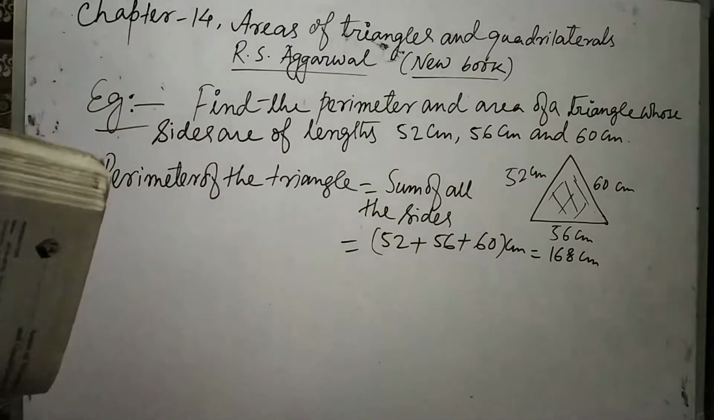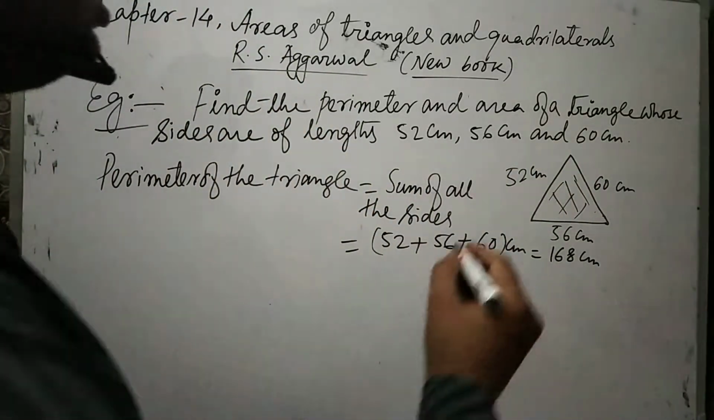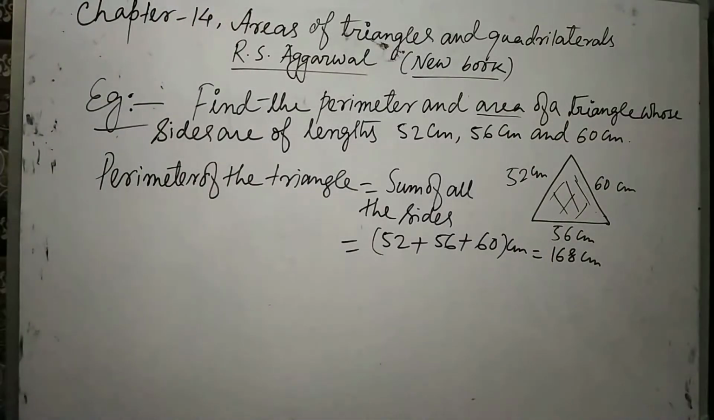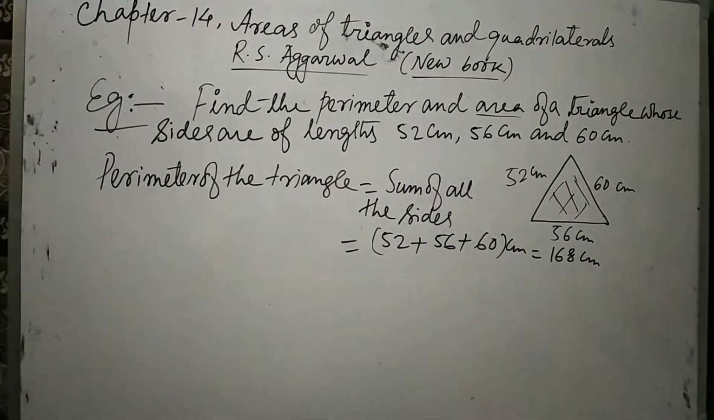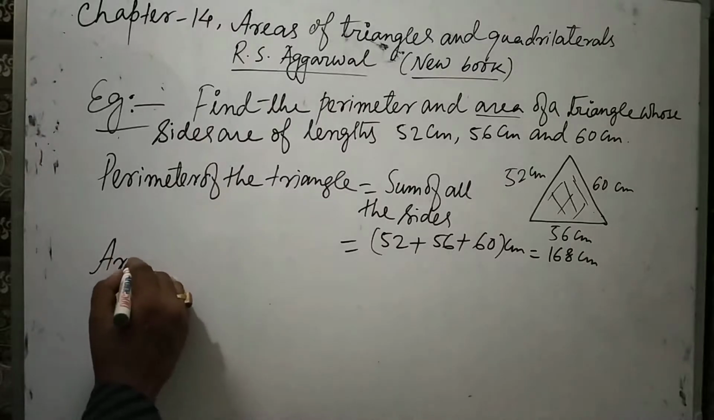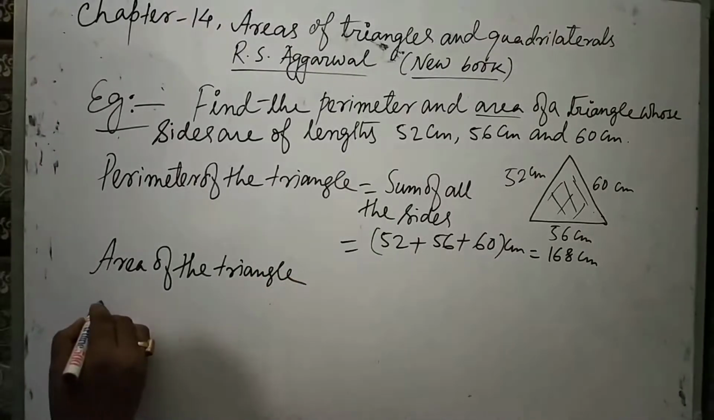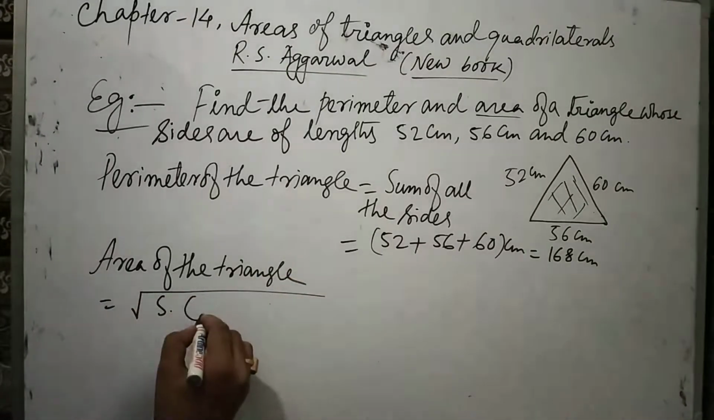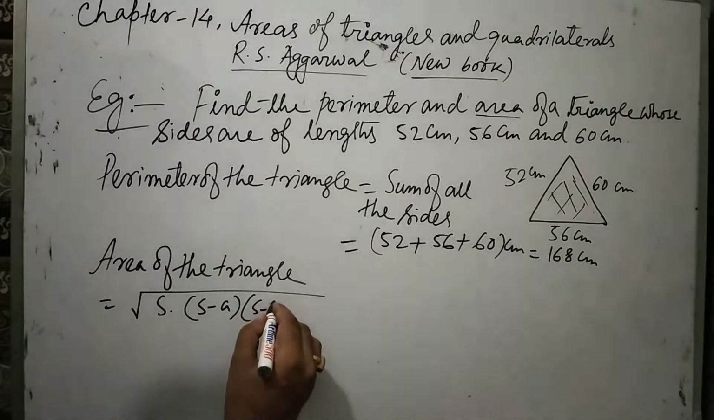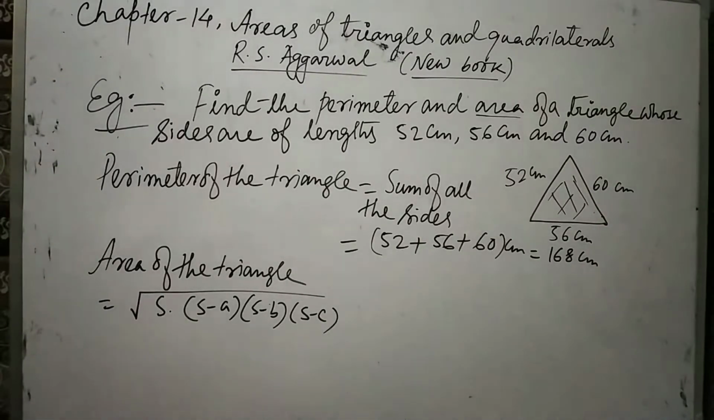Now look at the question. Only the three sides are given and you have to find out the area of the triangle. So in that case you have to use Heron's formula, that is, area of the triangle equal to root over s into s minus a into s minus b into s minus c, where a, b, c are the sides of the triangle and s is the semi-perimeter.